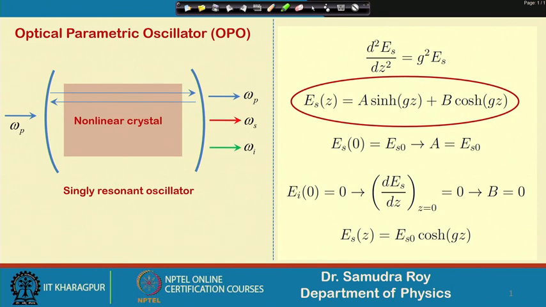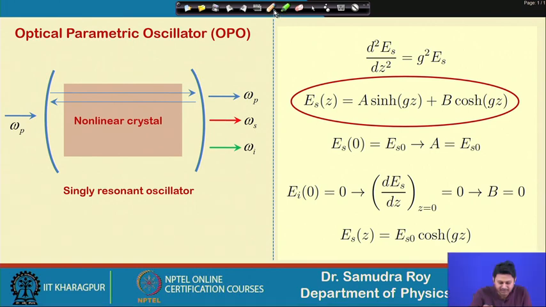But before starting today's class, I would like to mention one important thing from the last class. There was one typing mistake I would like to mention. Please see this equation written here, E(z), the solution of how the signal is going to evolve. I noticed a slight typing mistake, and I would like to mention it here, so please note carefully.